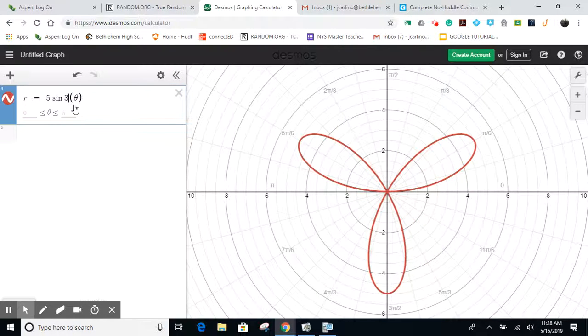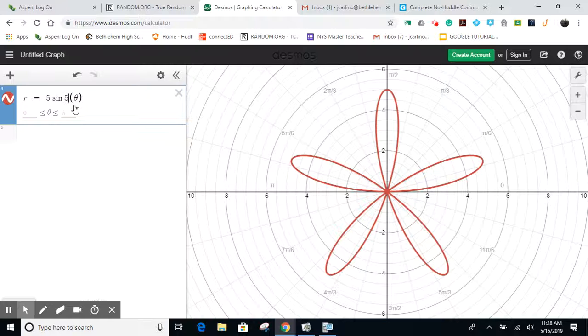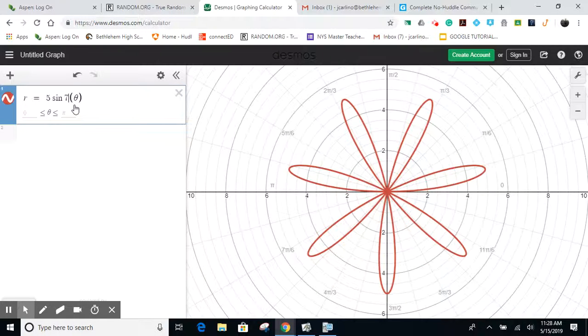Let me go back to 3. Here's 5. Ready for 7? Well, I know that because I'm changing the end value here. Yes. There's 7 petals. I'm not looking for that. I'm looking for maybe where I should start this graph.